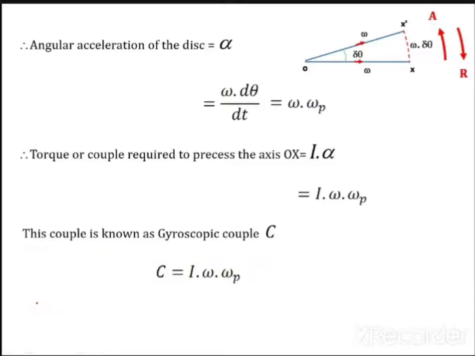Message me if it is clear to you now. So this is the formula which we will be using to solve the problem: C is equal to I omega into omega p.